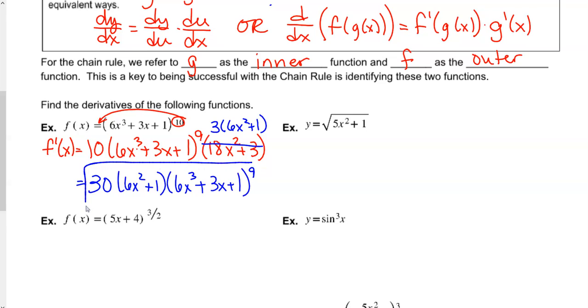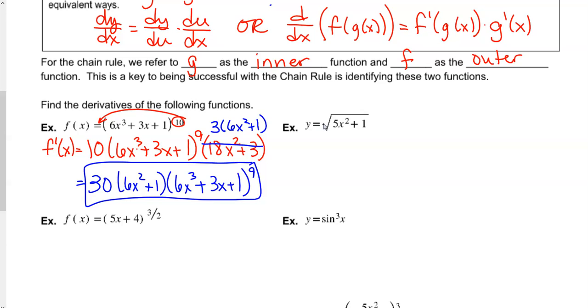So make sure you simplify it down as far as you can when you're working with the chain rule. All right. Now, by no means do I ask that you multiply that out 9 times. That's just ridiculous. We'll leave it as a power. All right, so let's look at this next function.